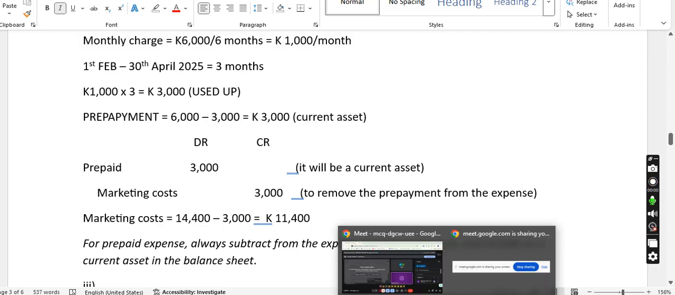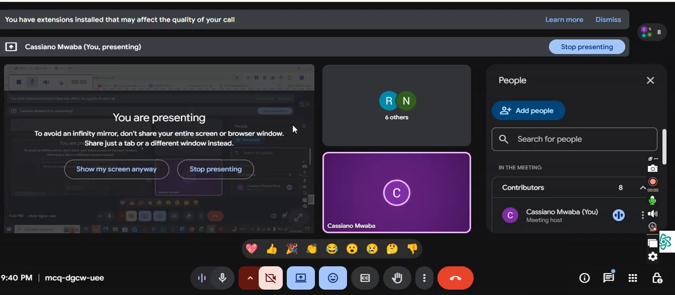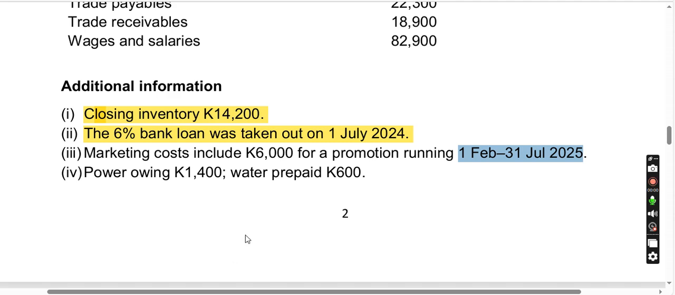So please remember these two rules for prepayments and accruals, because they will always come. They never miss out. You don't need to do the journal entries, what I've done there. Just remember, an accrued expense, add it to the expense in the income statement and include it as a current liability in the balance sheet. Prepayments, subtract from the expense in the income statement and include it as a current asset in the balance sheet. Okay, so please remember those two rules.